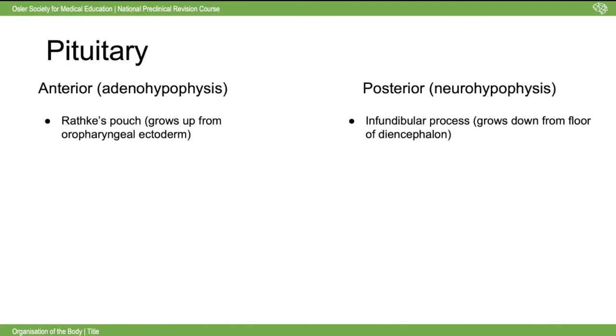In terms of embryonic development, you need to know that the anterior pituitary is formed from Rathke's pouch. And that's basically a bit of oropharyngeal ectoderm that grows upwards. And the neurohypophysis is formed from the infundibular process, which is neural ectoderm that grows downwards from the diencephalon. So there is a stage in brain development where you have 5 different sections of brain, and the diencephalon is just one of those sections. So the thing that you just need to remember is that the anterior pituitary is formed from the oropharyngeal ectoderm, and the posterior pituitary is formed from the neural ectoderm.